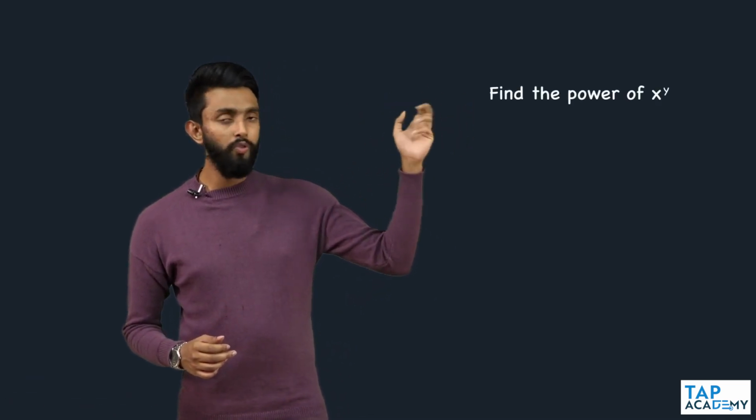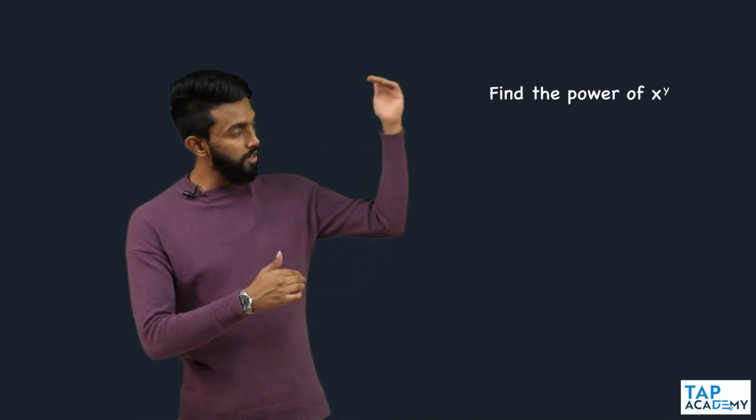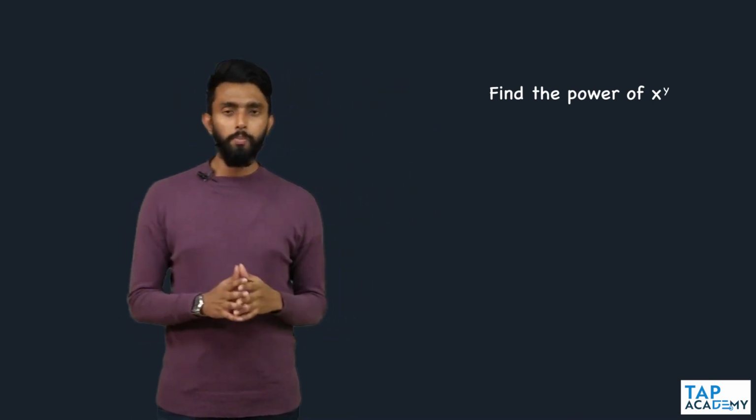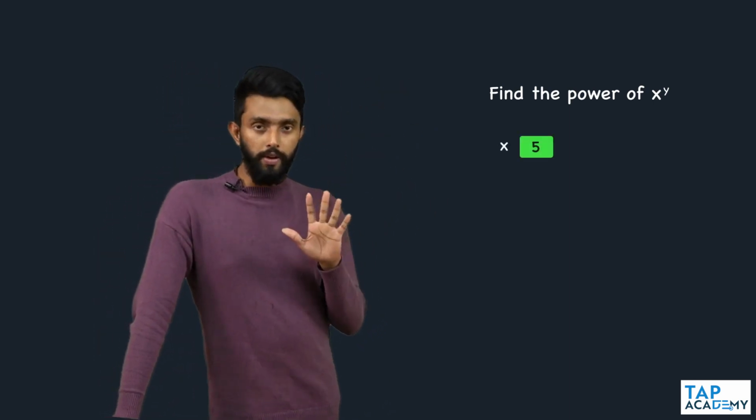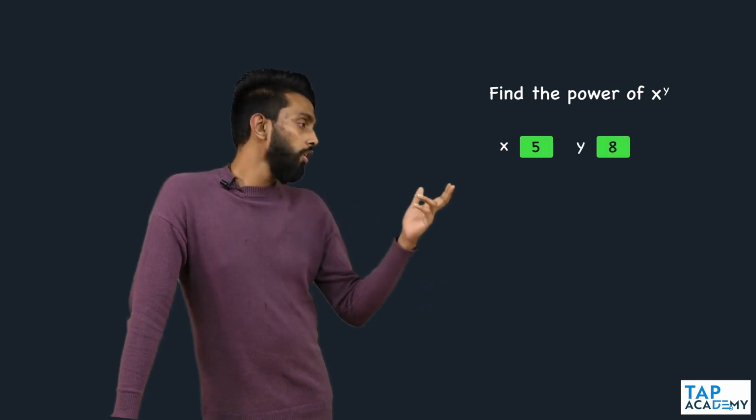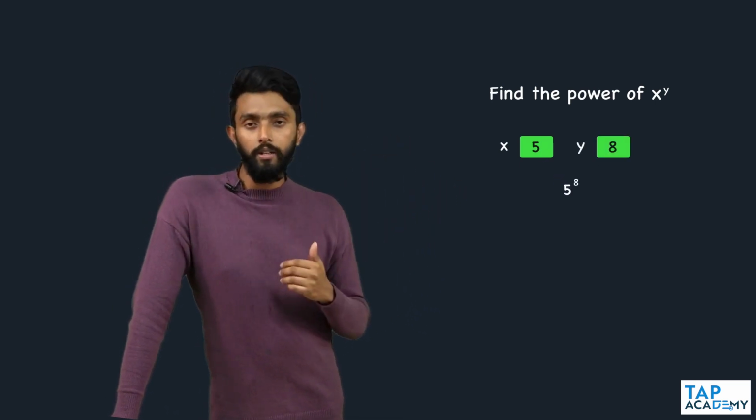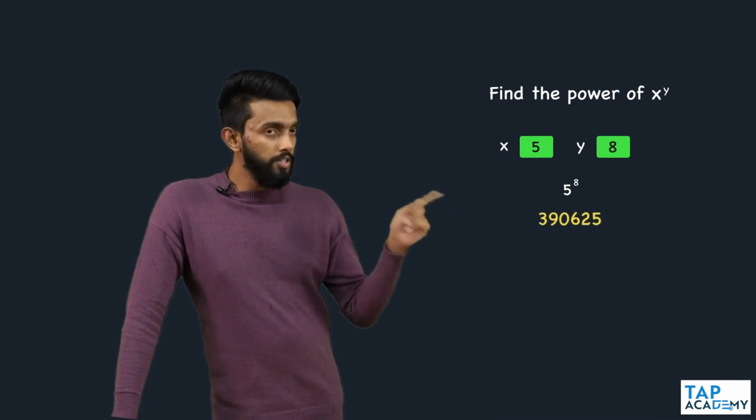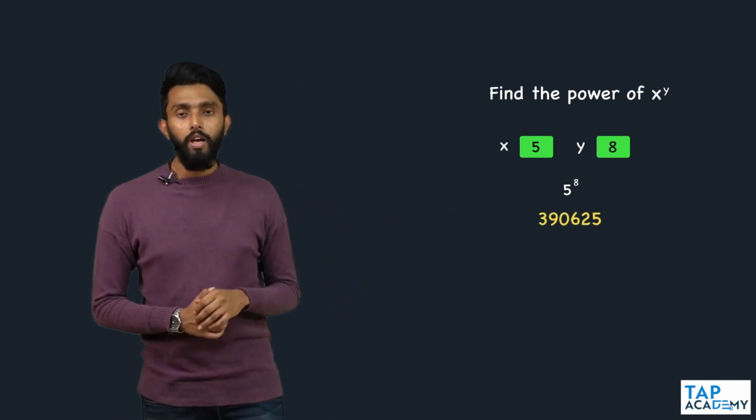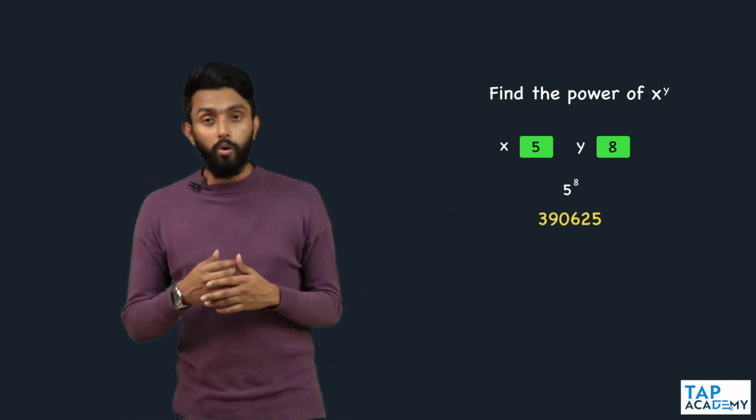Today we are going to be solving another program, which is to find the power of x raised to the power y. Very simple. What does this mean? Assume x is 5, y is 8, which means they are asking you to find 5 to the power 8. And you know 5 to the power 8 is this. How are we able to think? So how are we going to write a program for this?